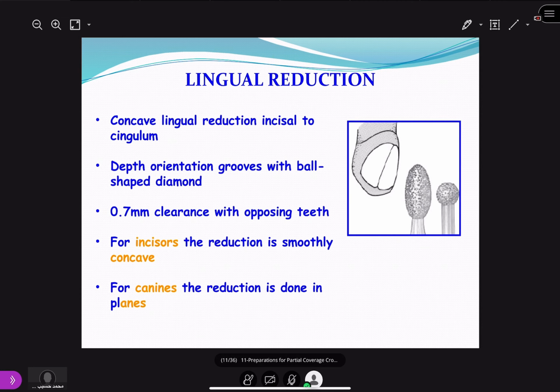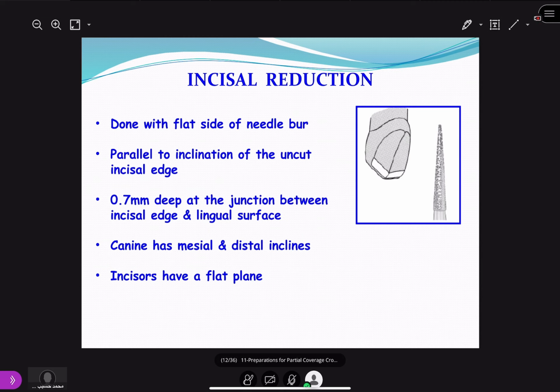So for lingual reduction, we will reduce the lingual surface 1 millimeter. The area between the cingulum and the incisal edge we will reduce with the flame shape burr or wheel shape burr. And the area above the cingulum we will reduce with the torpedo burr, with a vertical lingual wall, and provide the chamfer finish line. When you have finished the lingual reduction, then you will reduce the incisal edge. 0.7 to 1 millimeter is sufficient. Do it with the flat side of the needle bur parallel to the inclination of the undercut incisal edge. You will provide a 0.7 millimeter depth groove, and reduce 1 millimeter.